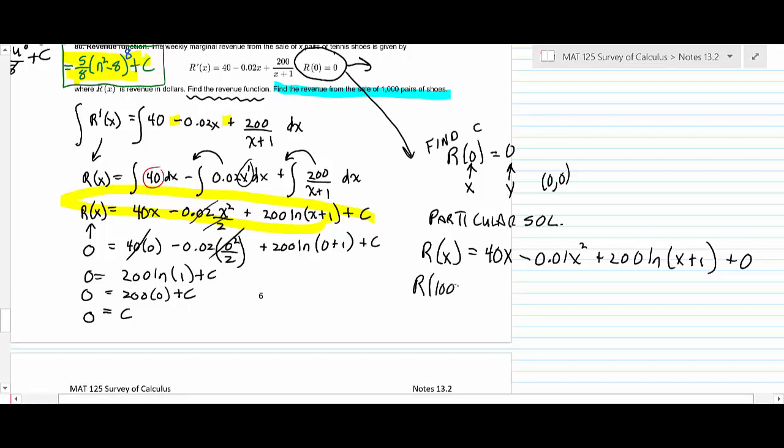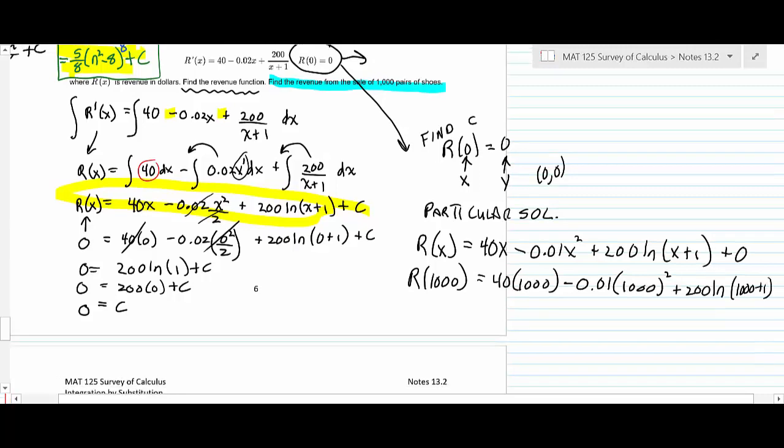So let's do r of 1,000. So that's going to be 40 times 1,000 minus 0.01 times 1,000 squared plus 200, and then that would be ln of 1,000 plus 1. And then you can just go to your calculator.